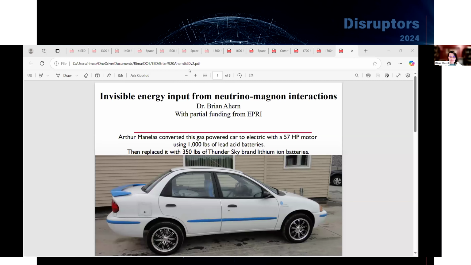There we are. Thank you, Rima. All right, so we've got Brian's presentation up. I don't see anything. We've got your slide, invisible energy input from neutrino magnon interactions. Well, all my screen says is Zoom. I think that's how you've got your screen set up. Rima is presenting it.